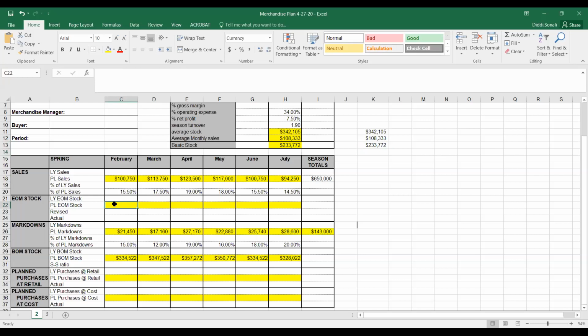So the next one is EOM. Remember I said end of month for February is going to be the beginning of month for March. So I don't want you to type in those numbers, but I want you to point to the cell.